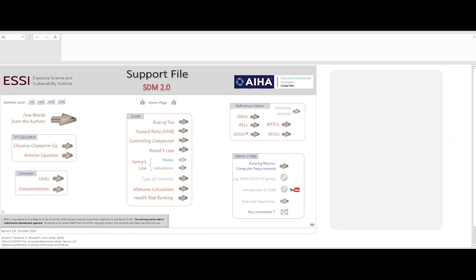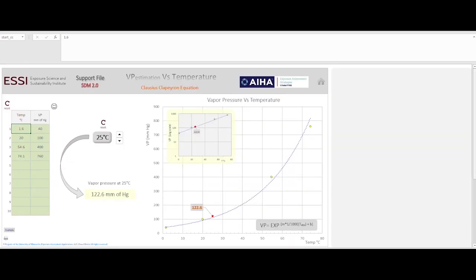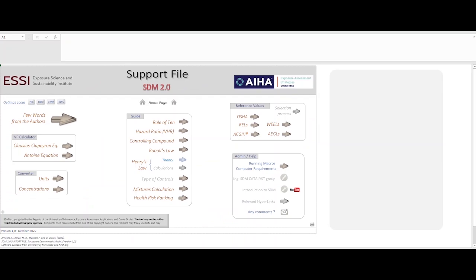Vapor pressure is a critical input for two algorithms used in the SDM 2.0 tool. The rule of 10 and vapor hazard ratio algorithms predict the airborne concentration of chemicals based on evaporation. The propensity of a chemical to evaporate is heavily influenced by its vapor pressure, and vapor pressure is temperature dependent. For many chemicals, published values for vapor pressure at non-ambient temperatures are not readily available. The support file includes two methods for estimating vapor pressure across a range of temperatures: the Clausius-Clapeyron equation and the Antoine equation.